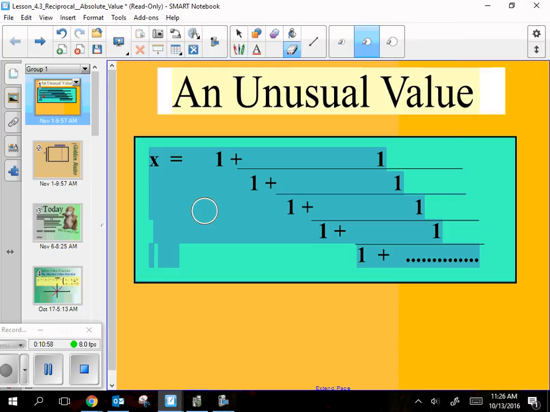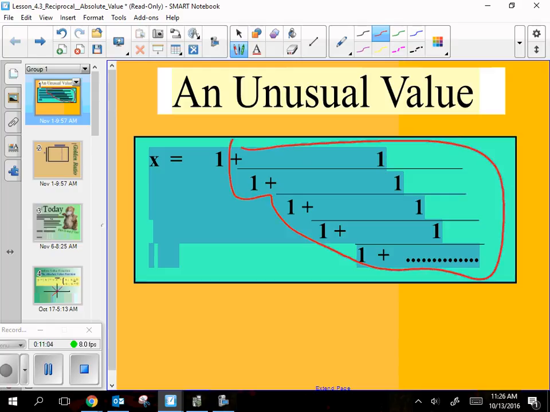All right. Now, this thing is a 1 plus 1 over, and it's this giant, never-ending fraction.